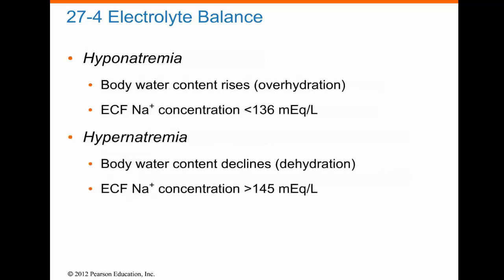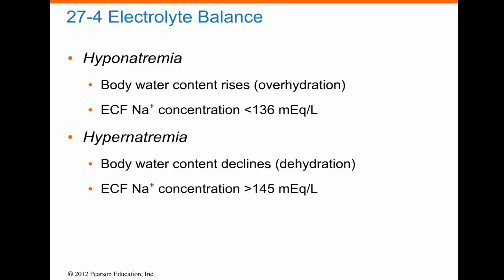Hyponatremia, which is common in the elderly, is when the body content of water rises through overhydration. They may be losing sodium through medications that they're on, and the extracellular fluid sodium concentration is less than 136. Remember, it should be about 140. So that drop of only 4 causes a state of hyponatremia.